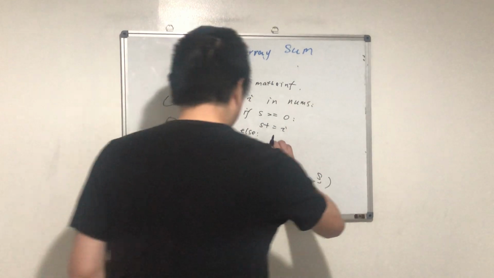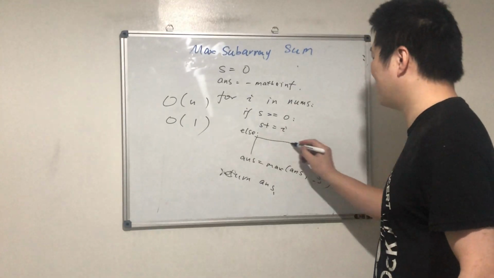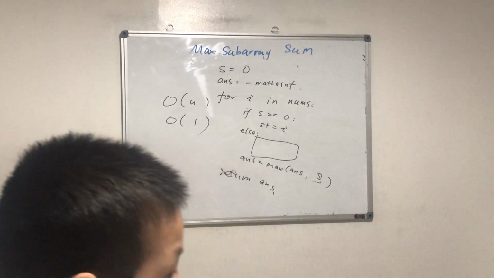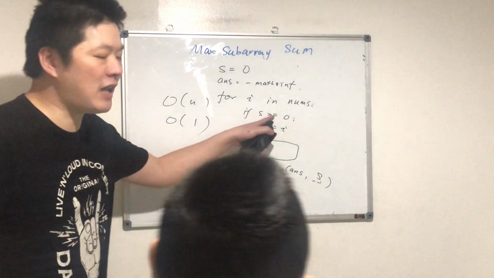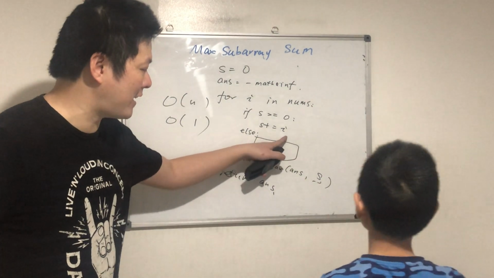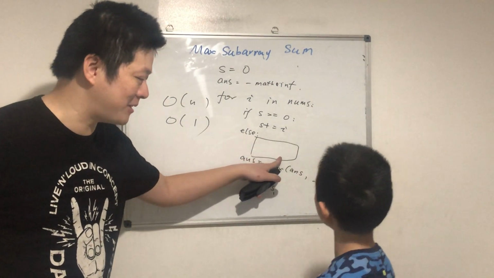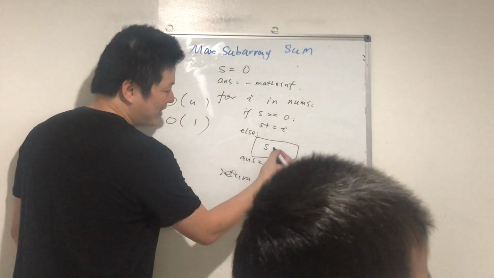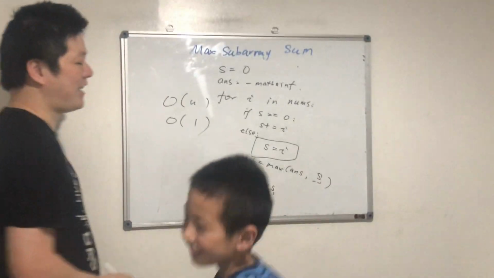Okay, I'm going to erase this, just this tiny bit. What else could be changed? If the sum is bigger than 0, we add the next number. Otherwise, we start with the next number. So which is what? S equals what? If S equals n, i. Yeah, well done.